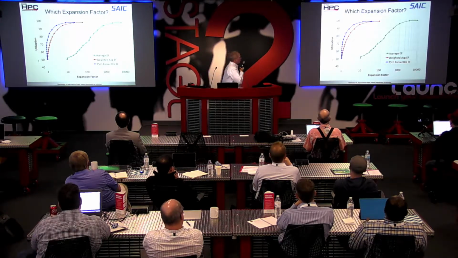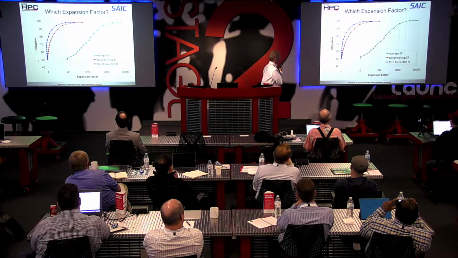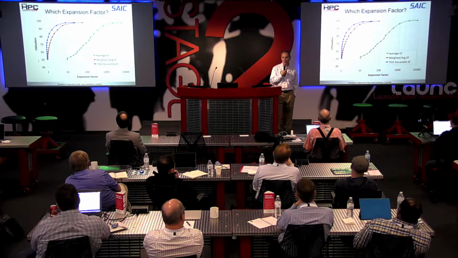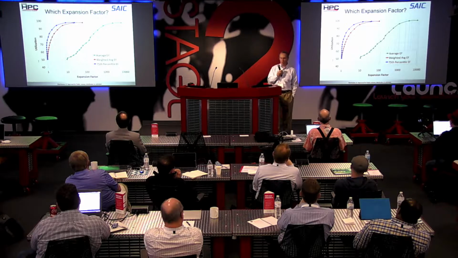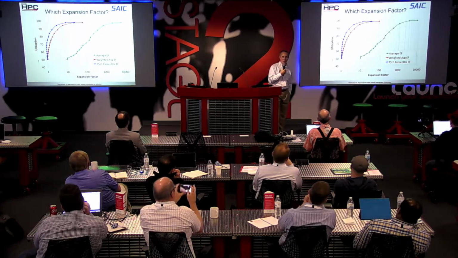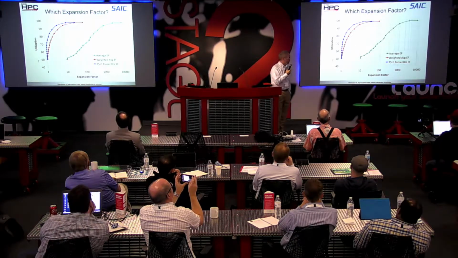Okay, so which expansion factor do you use? Well, you've got some choices. You've got the average expansion factor, and you can see how badly behaved that is. In this case, that means every job counts as much as every other job. Even if that job used only 1 core, its expansion factor was as valuable as a job that used thousands of cores. That probably doesn't have a lot of intuitive appeal. It didn't for us, so we didn't use it.